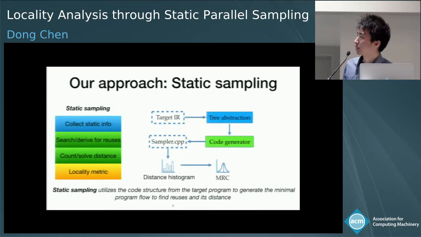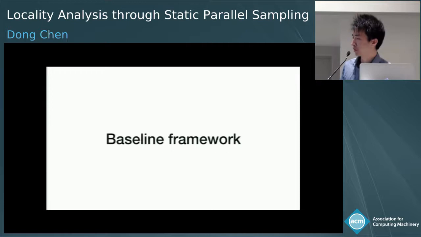Our system is like this. We take the LLVM IR of the target code, then we extract the code structure information, such as the loops and the memory references. From this tree representation, we generate a specialized sampler code. By running this sampler code, we can get a distance histogram and derive the miss ratio curves. I will first introduce the baseline framework, then introduce its specializations.